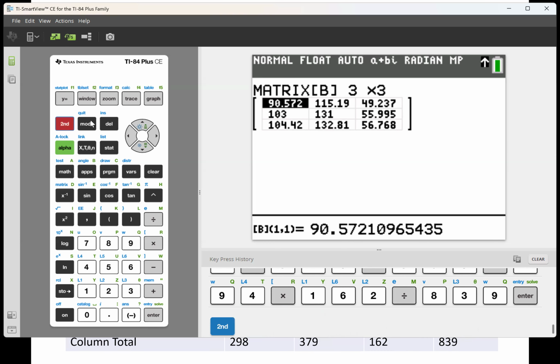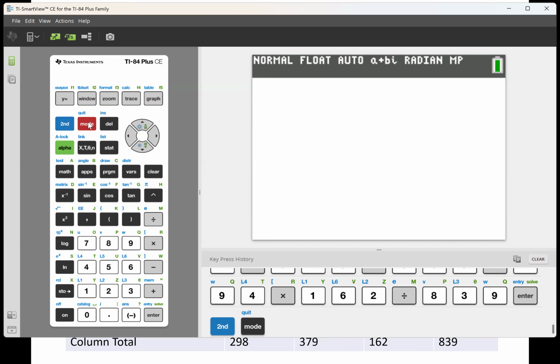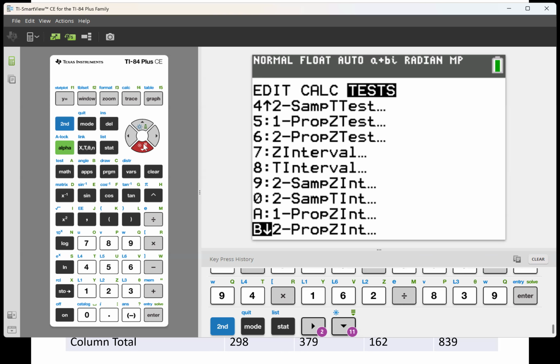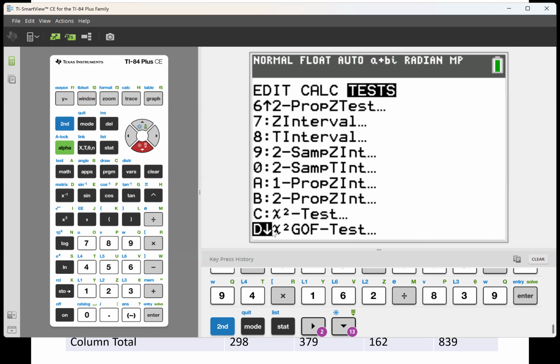Okay, so now I'm going to get out of my matrix menu completely, so I'm going to go second, quit. And then I'm going to run a chi-square test. So when I go to my tests, you have two chi-square tests. The first one, we've already done, the goodness of fit. Does your data fit what you expect? What we're going to do now is a chi-squared test, so we're going to do C.